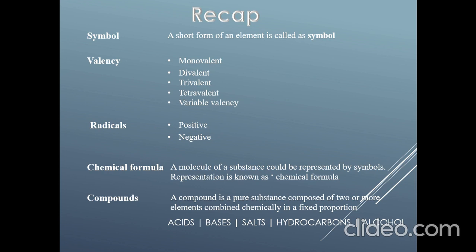Then we have studied about the chemical formula. A molecule of a substance could be represented by symbols and the representation is known as chemical formula. Now compounds. A compound is a pure substance which consists of 2 or more elements combined chemically in a fixed proportion. In compounds we have seen 5 categories: acids, bases, salts, hydrocarbons and alcohols. So this was a quick recap of what we have learned today. Please refer page number 3 and 5 of your textbook and learn the formulas thoroughly.